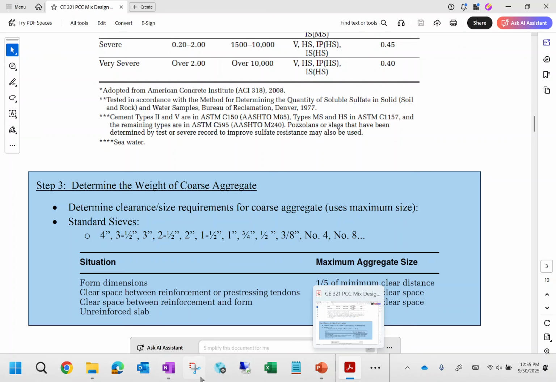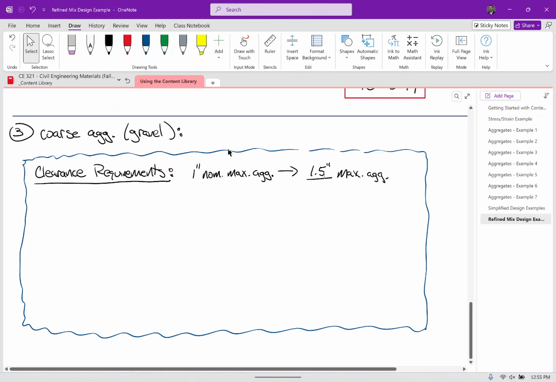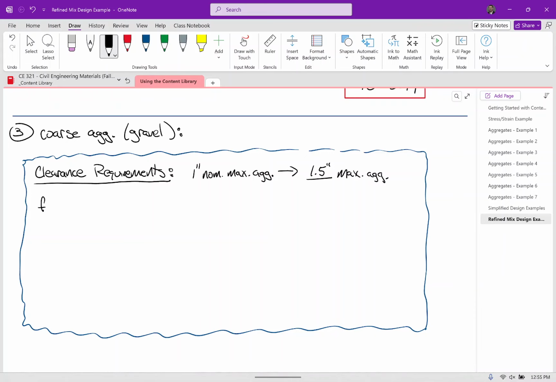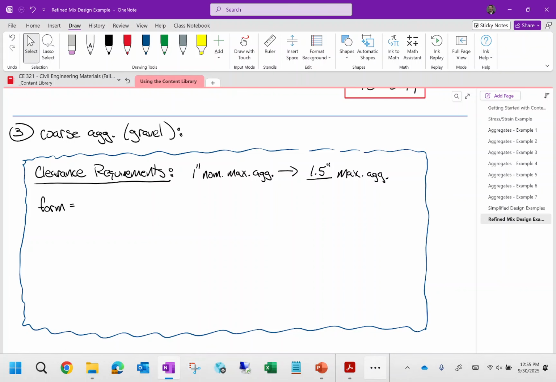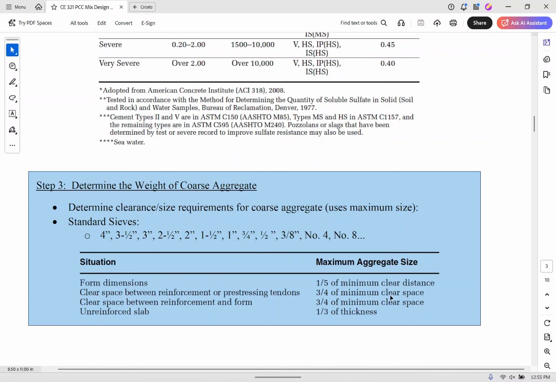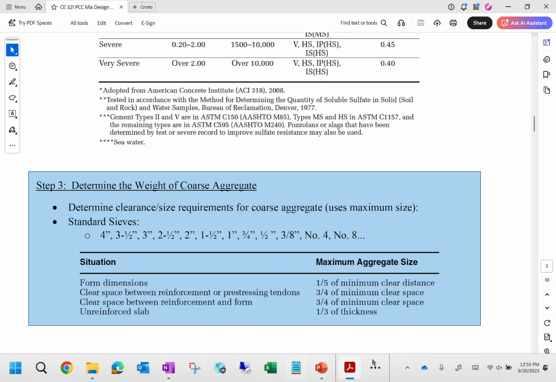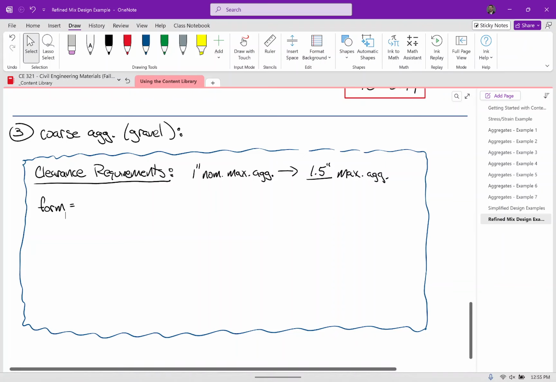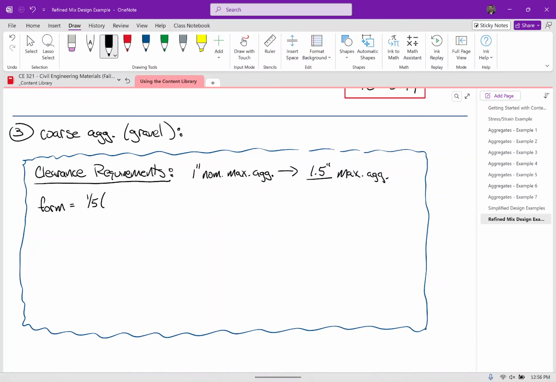All right, too many windows. Okay, so let's look at the form. What's the form requirement here? It is 1/5 of the minimum clear distance, which essentially is just 1/5 of the thickness of the slab. The slab was 9 inches thick, so that's 1/5 of 9. I think I can do that in my head. That's 1.8 inches.